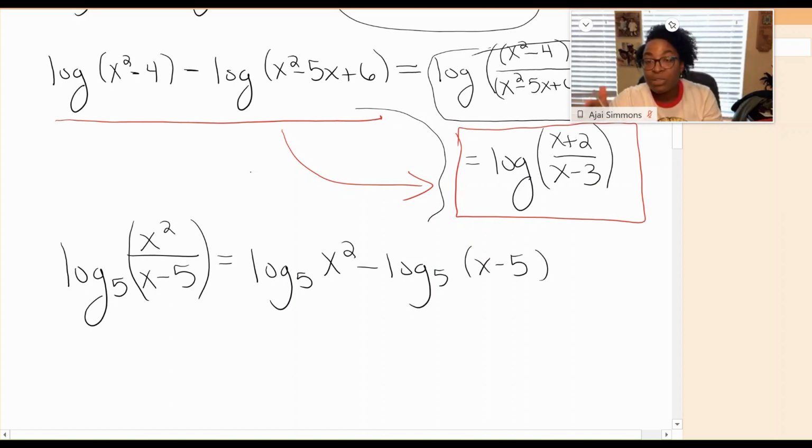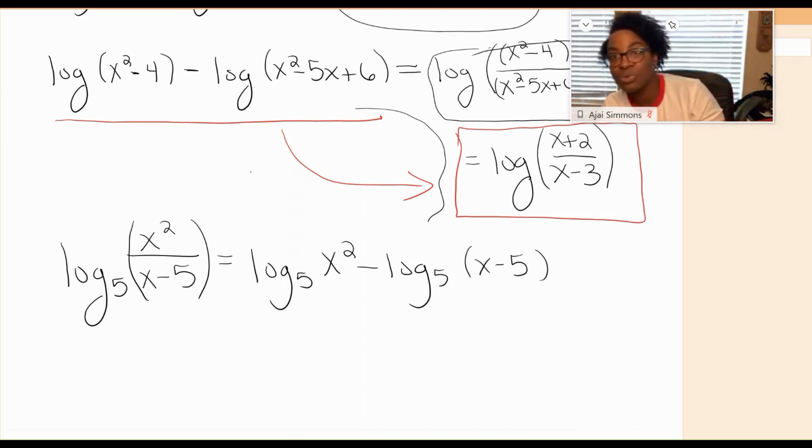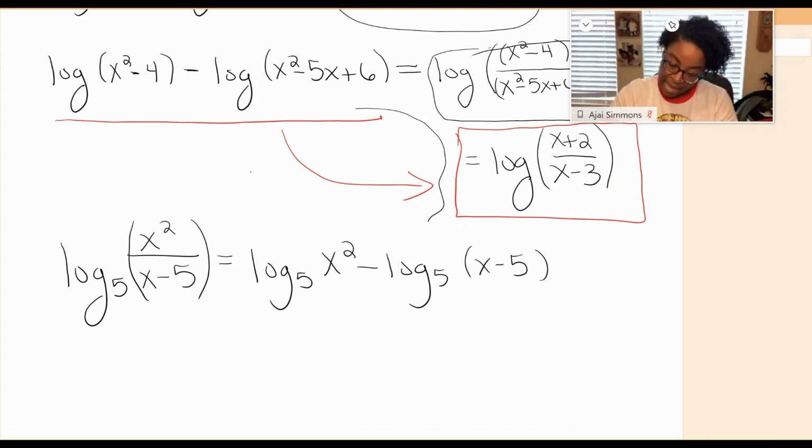And again, those people that know the power rule are probably looking at this like, oh, you can go one more step. We just haven't learned that part yet. So be patient. For right now, I just want to make sure you understand the quotient rule. Subtraction means to divide. Divide means subtraction. Okay?